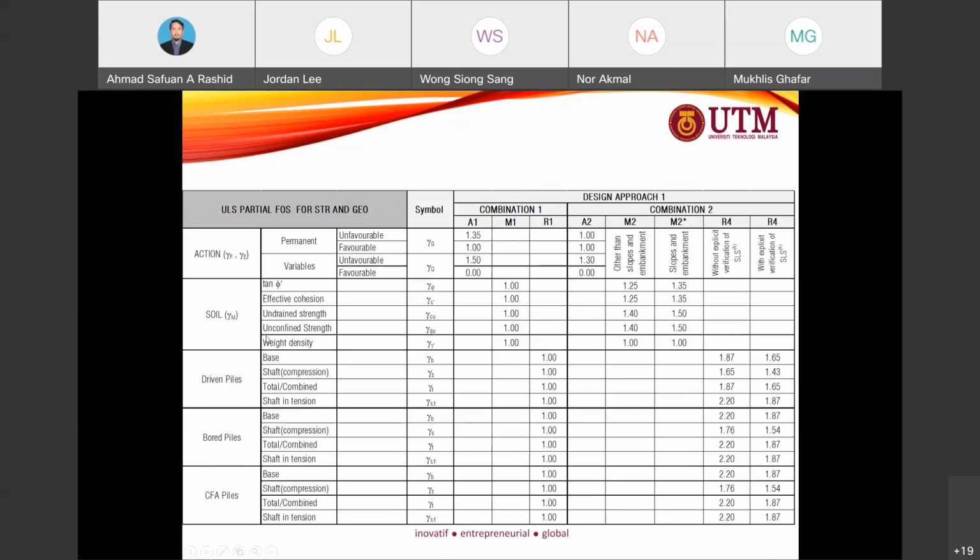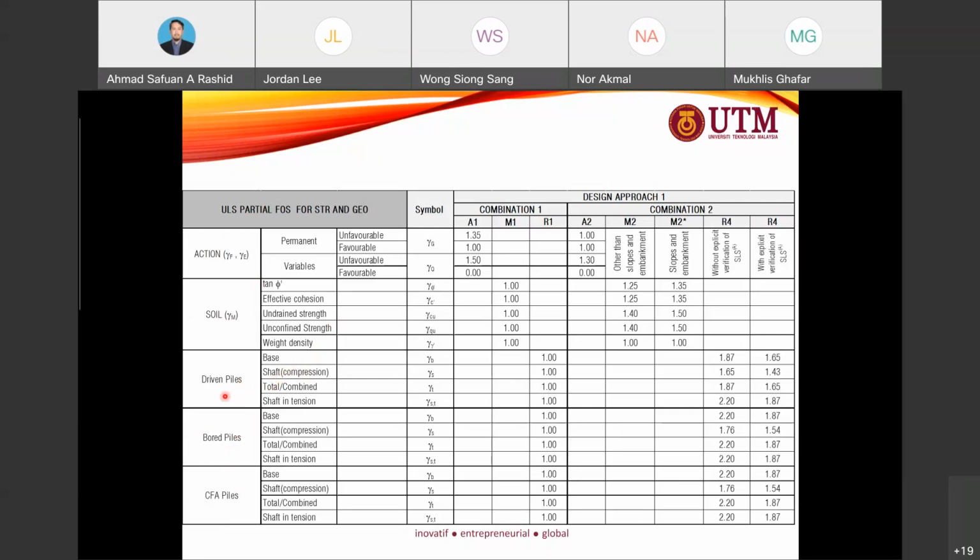Okay, so we have here the same with the action, and also the soil and the type of the pile, which is driven pile, bore pile, or CFA pile, continuous flight auger pile. So the different types of installations.